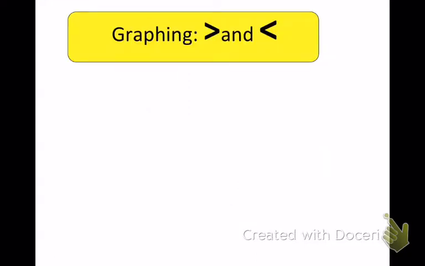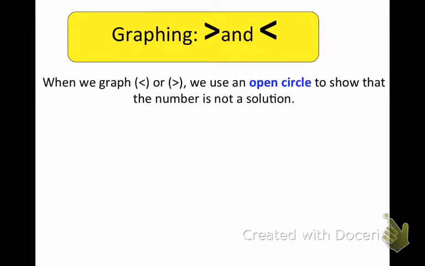So now in your notes, you have this sentence. When we graph less than or greater than, we use open circles to show that the number is not a solution. This goes back to when we were graphing on the XY plane, and we would do either a broken line or a solid line. For less than or greater than, we would do broken lines. For less than or equal to, greater than or equal to, we would do solid lines. It's the same idea, but we're not graphing a line, we're graphing something on the number line.